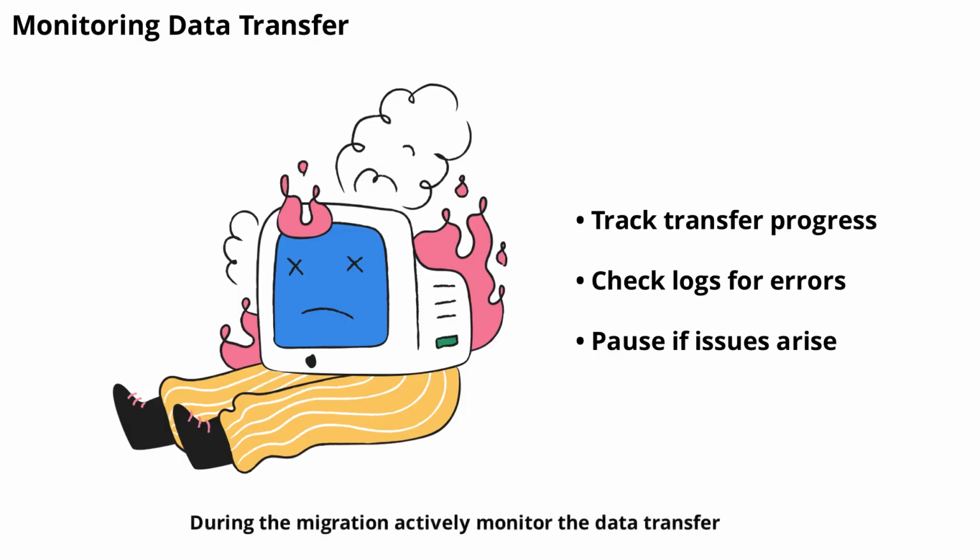During the migration, actively monitor the data transfer to catch any errors or interruptions. Use migration tools, logs, and reports to track progress. If problems occur, pause the migration and resolve issues before continuing. Continuous monitoring helps you maintain control and ensures data integrity throughout the process.